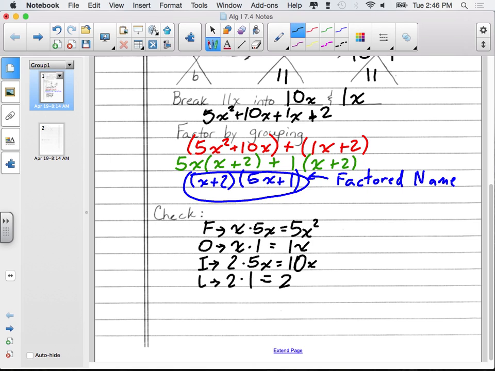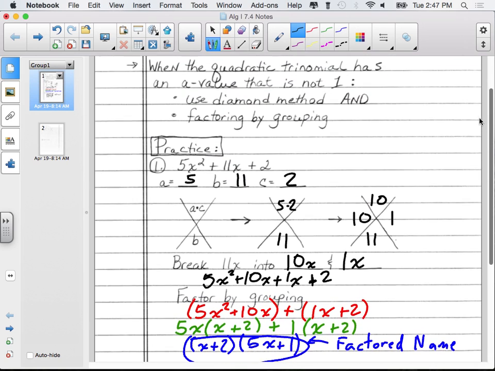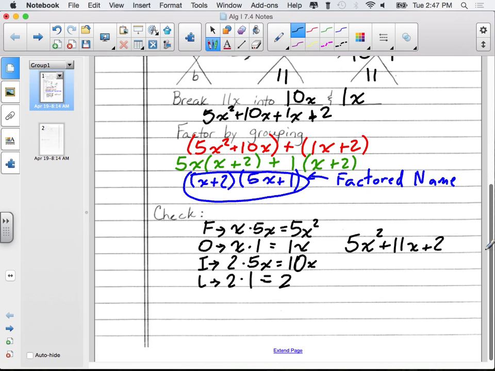So when you FOILed it out or used the rectangle method, either way, did you get 5x squared plus 1x plus 10x plus 2? So this really can be combined to be plus 11x plus 2. Is that what we started with? Yes, it is. So does it check out?